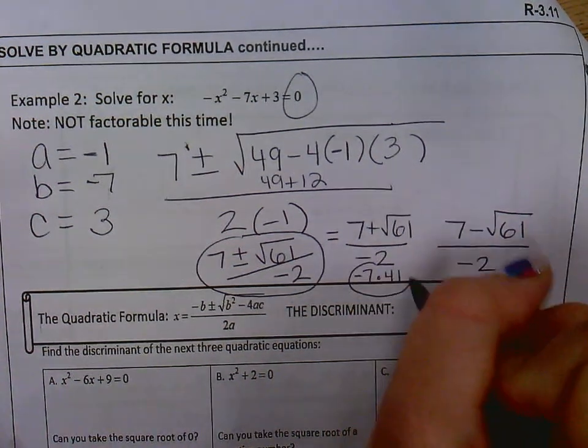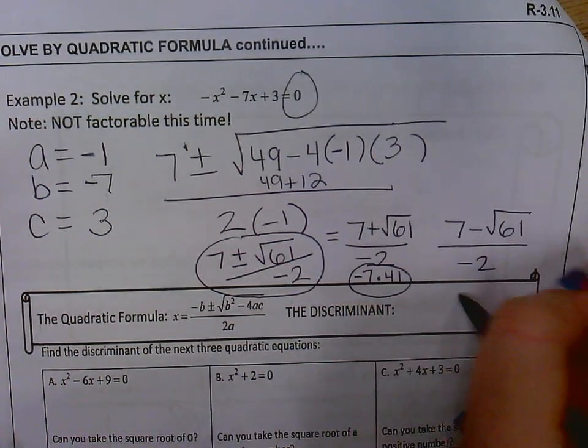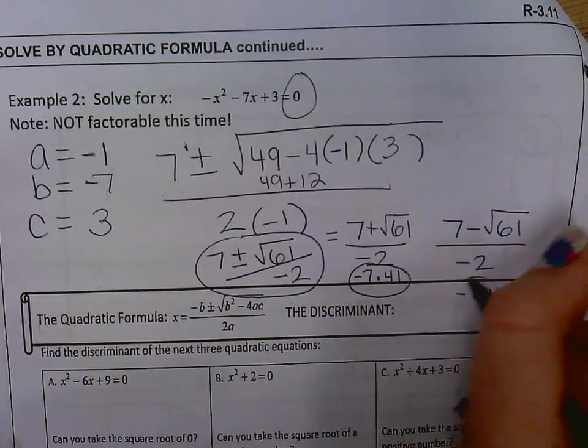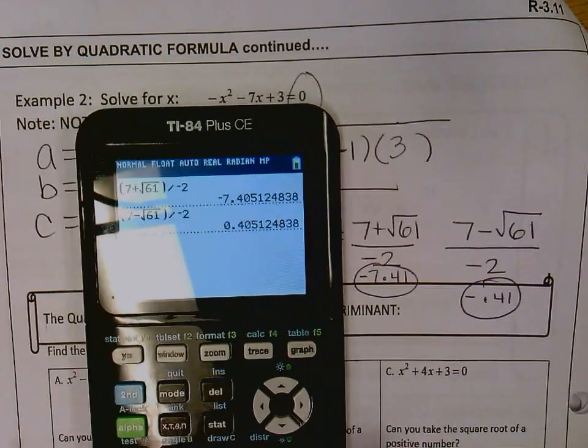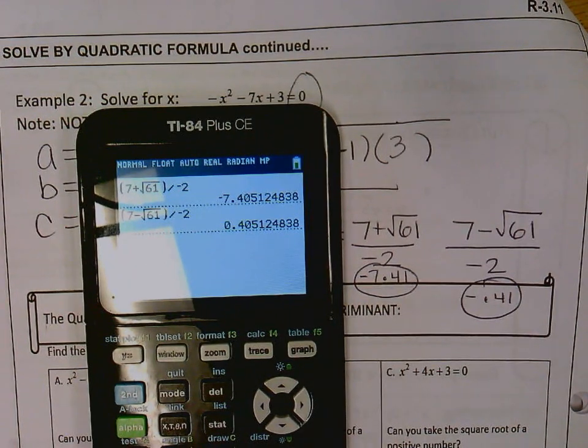What I got for that, and negative 0.41 is what I got for that. And that was me typing them in. So negative 7.41 and positive 0.41. But if you didn't get it, I should look at your calculator and see what you did wrong.